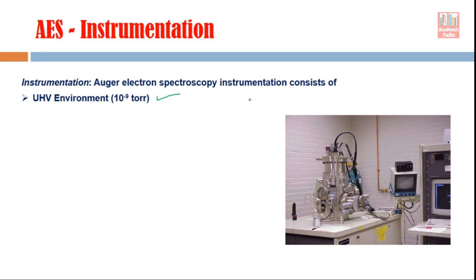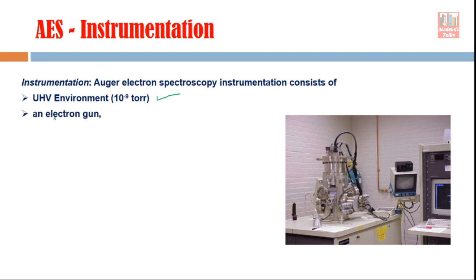The smooth movement of electrons has to be ensured, so all this process has to be carried out in an ultra high vacuum environment, so that the movement of electrons is not disturbed. That movement should be smooth. We also have to avoid the presence of contamination at the sample surface in this whole process in order to improve the accuracy. Because of this, the ultra high vacuum environment is necessary for the implementation of Auger electron spectroscopy, and the vacuum is of the order of 10 to the power minus 9 torr.